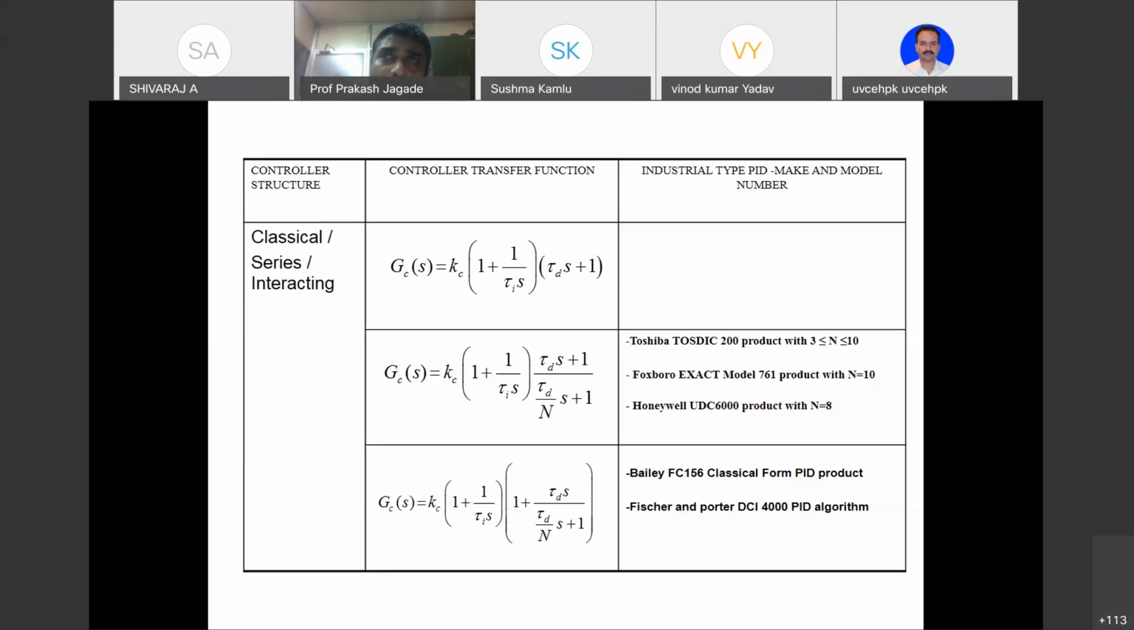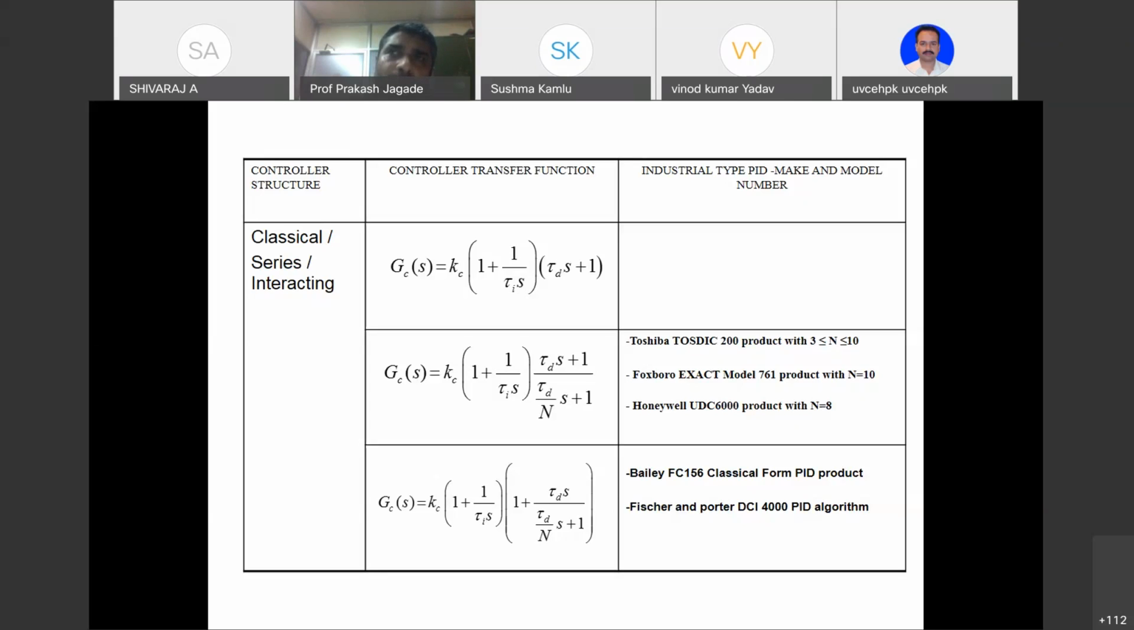Sir, regarding Kc there isn't any doubt. But while designing the value of tau I and tau D, should it be between 0 and 1, or can you input any value? No, tau is in time units. We won't impose any limit. You can set any value.